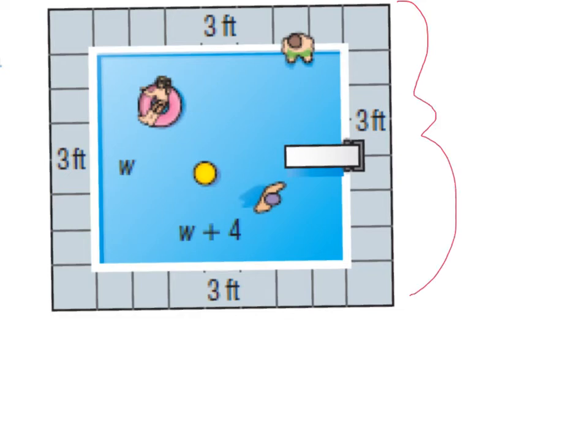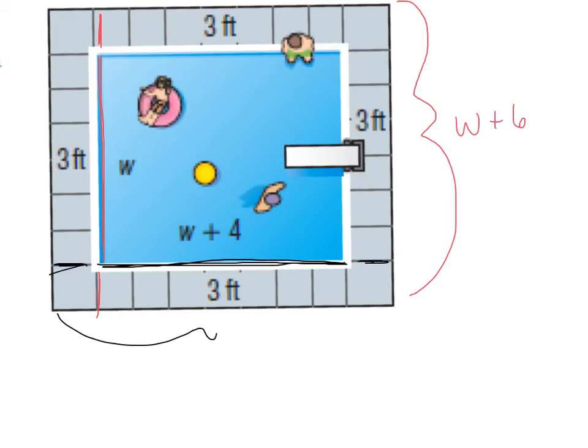Well, if I know he's W, right? So from here to here is W. If I know it's W there, and I'm adding 3 over here and adding 3 over here, that would be W plus 6. So W plus 3 plus 3. Same thing going across here. If I go across this way, this is already W plus 4, and then I'm adding 3 on this side and adding 3 on this side. So 3 plus 3 plus 4 would be W plus 10.